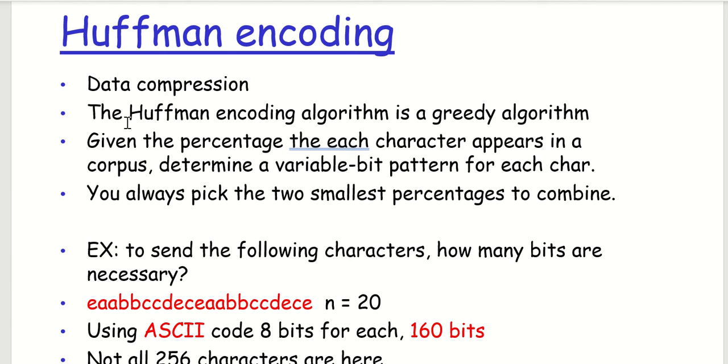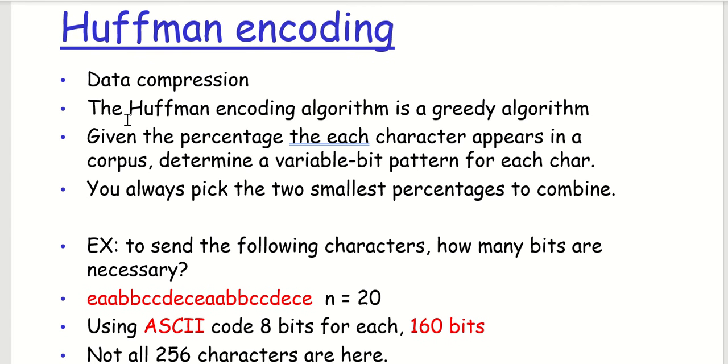I'm explaining Huffman encoding. Huffman encoding is a data compression technique. Data compression is very useful while transferring data from one system to another system through a network, where the data needs to be transferred through a network.